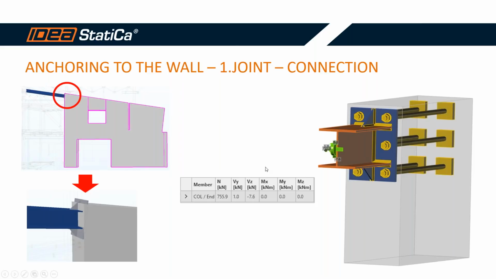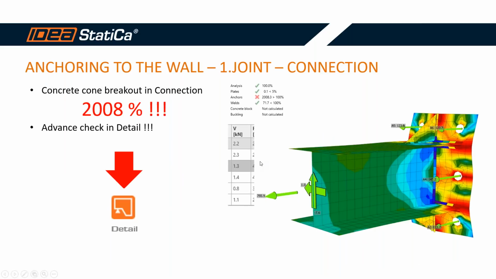You can see here is some critical combination, and on this picture you can see the status of the analysis from the application IDEA StatiCa Connection. We received some tensile forces in the anchors, but some problem occurred. You can see that the utilization from the point of view of the concrete cone breakout in the connection is 2000%. So it's a problem. So we have to resolve it in another way, with some advanced check.